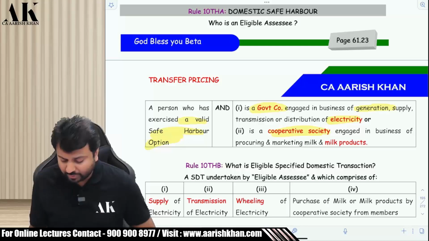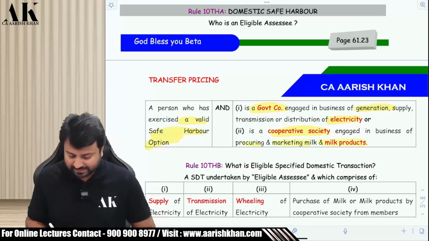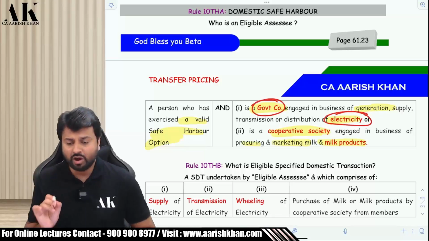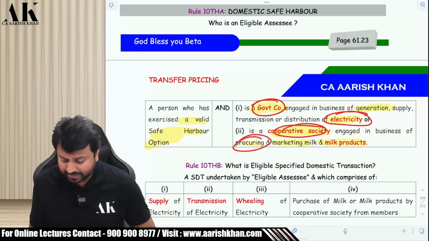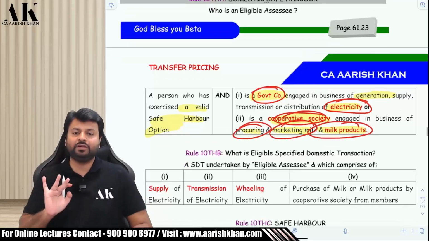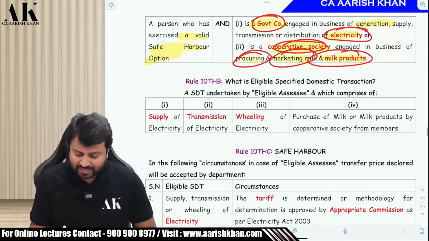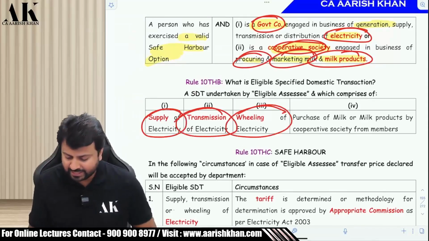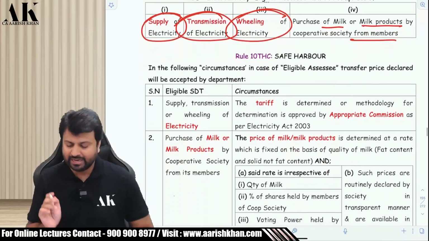It is also applicable to a cooperative society engaged in procuring and marketing milk and milk products. So it is applicable to these two kinds of assessees. Only applicable for these companies. Okay, so as you can see over here, a government company engaged in supply of electricity, transmission of electricity, wheeling of electricity, or a cooperative society engaged in purchasing of milk or milk products, for them it is applicable.